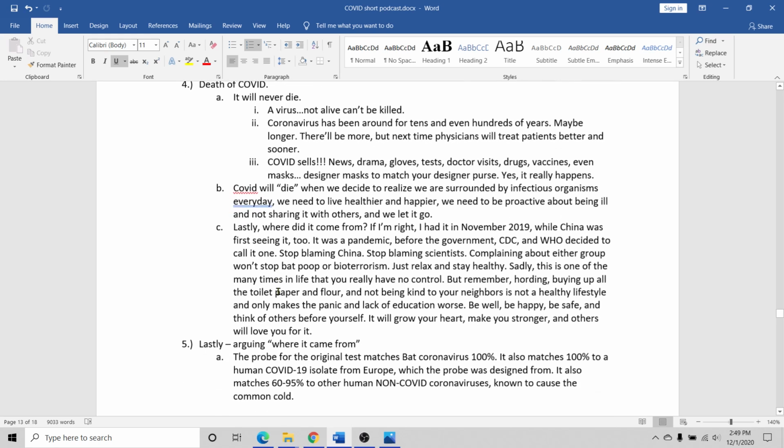So COVID will die when we decide to realize we're surrounded by infectious organisms every day. We need to live healthier and we need to live happier.